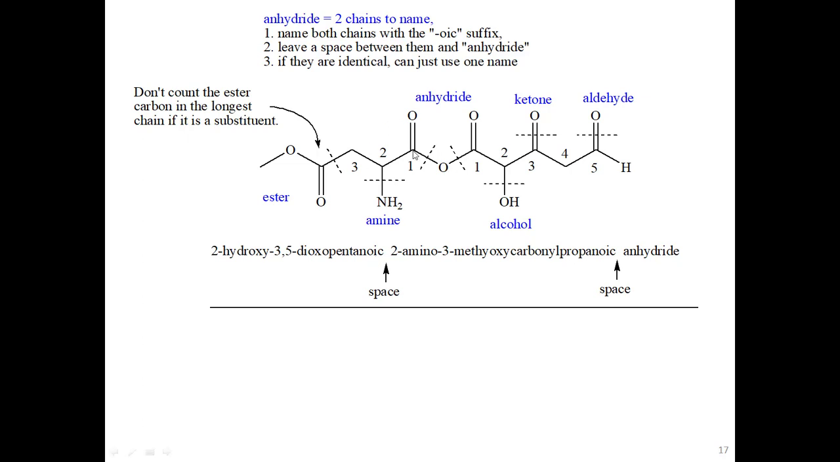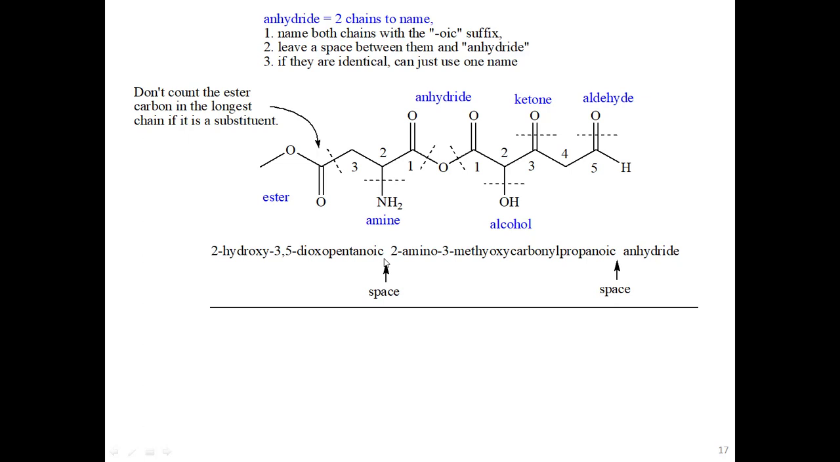Then we come over and name the other side, just sort of like it. 2, we have an amino group. 3, now we have to be a little careful because this whole thing is the ester. I can't just name this part here, the whole thing. So 3, and then I have a methoxycarbonyl. All right, so that's a funny one that you've got to learn, but you'll learn it. It's not that hard. So 2-amino, 3-methoxycarbonyl, propanoic. And since it's an anhydride, we say anhydride. And there's a little space between each of those words.